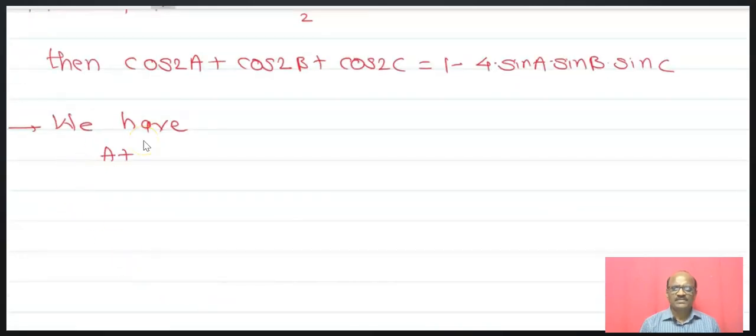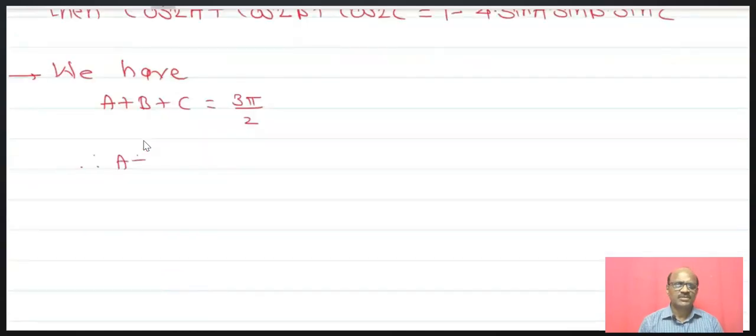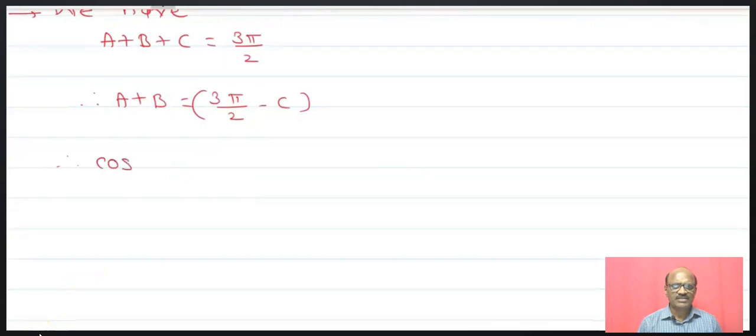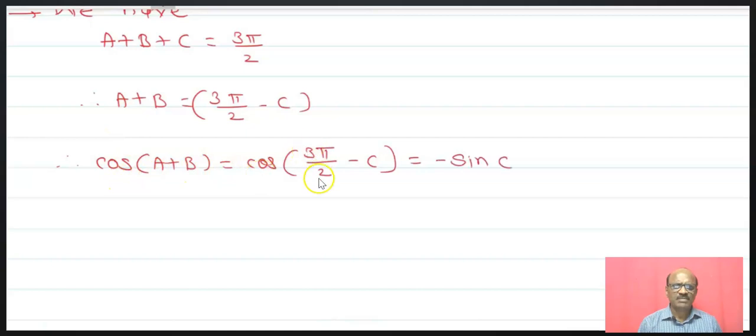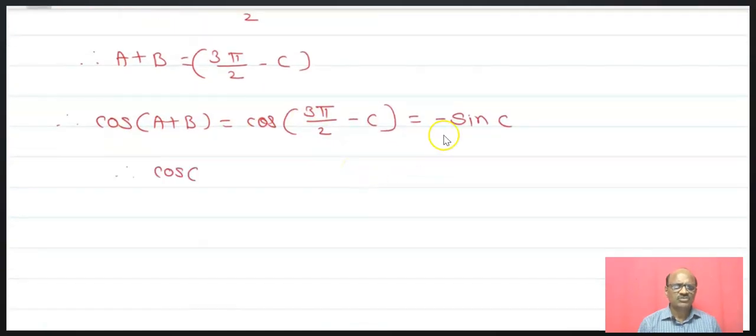We have A plus B plus C is equal to 3 pi by 2. We will find out the value of A plus B. Now A plus B is equal to 3 pi by 2 minus C. Take the cosine ratio on both sides. That is the cos of A plus B is equal to cos of 3 pi by 2 minus C. Now what is happening next? That is the value of A plus B is 3 pi by 2 minus C.